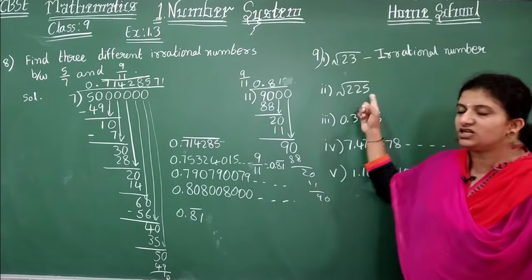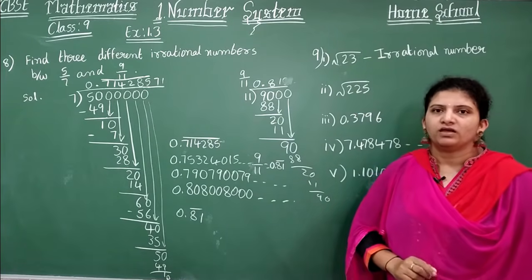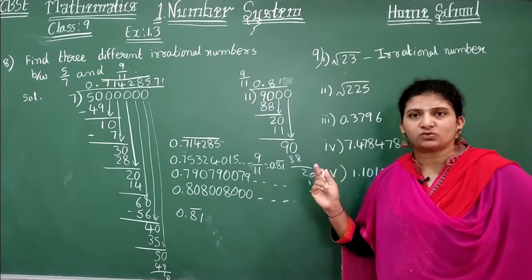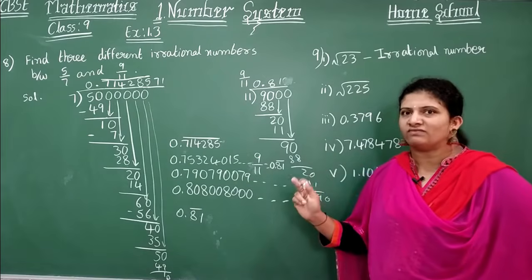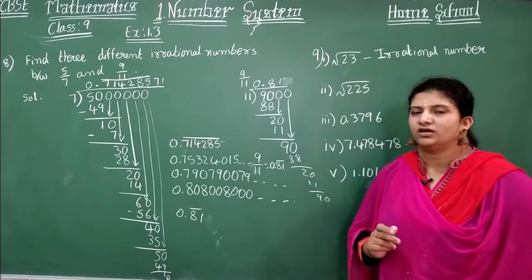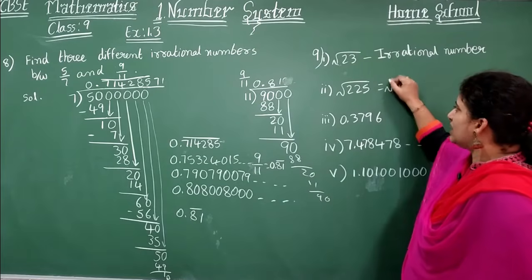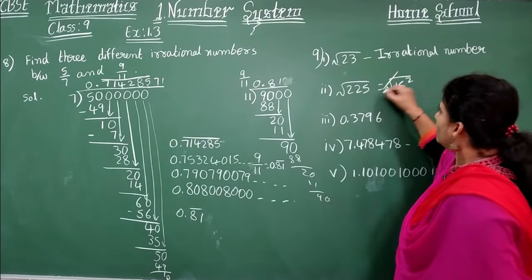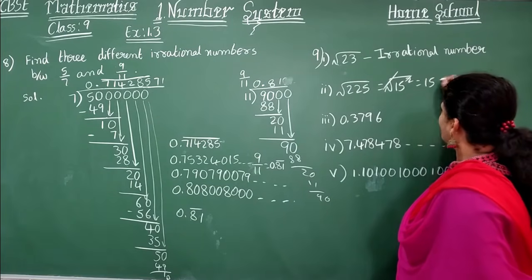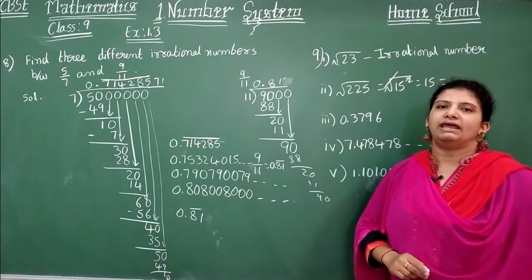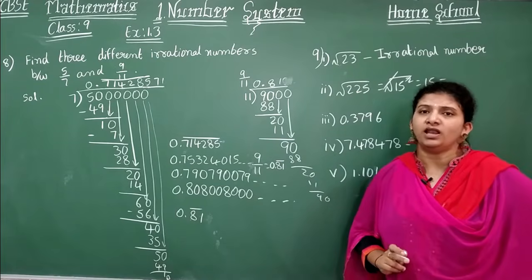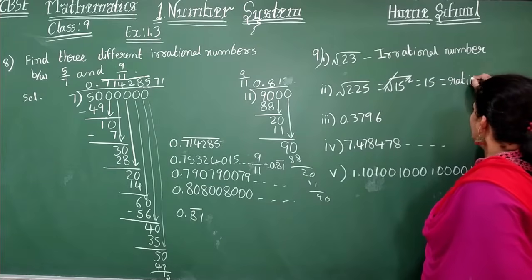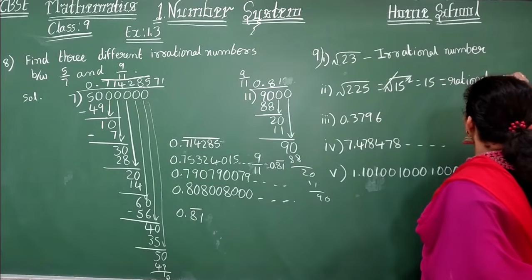So next question, children, root 225. Think over your perfect square table. Do you get any perfect square here? Yes, 225 is a perfect square of what? 15. 15 15s are 225. Square root will be cancelled. Then 15. What is this 15? It is a rational number. So you can write this as it is a rational number.